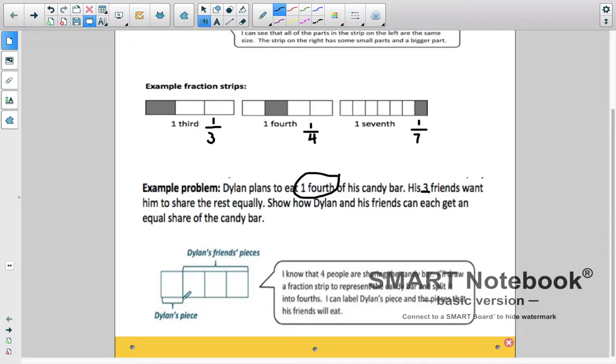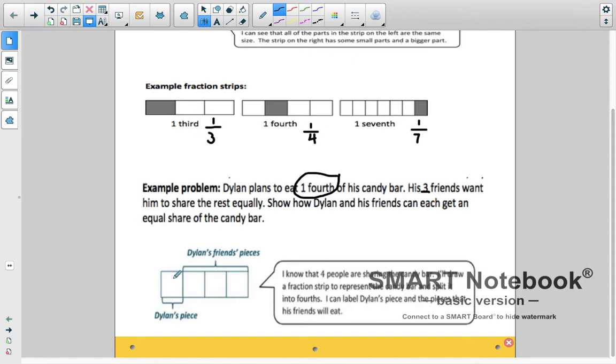Now I've told my students this, and I'm sure Ms. Fifield has told you this too, but if you have a candy bar and you want to share it with your friends, it wouldn't be fair if Dylan got a bigger piece or one of his friends got a bigger piece. That's why each piece needs to be equal. They're sharing it equally. So here's Dylan's piece right here, and his first friend, his second friend, and his third friend.